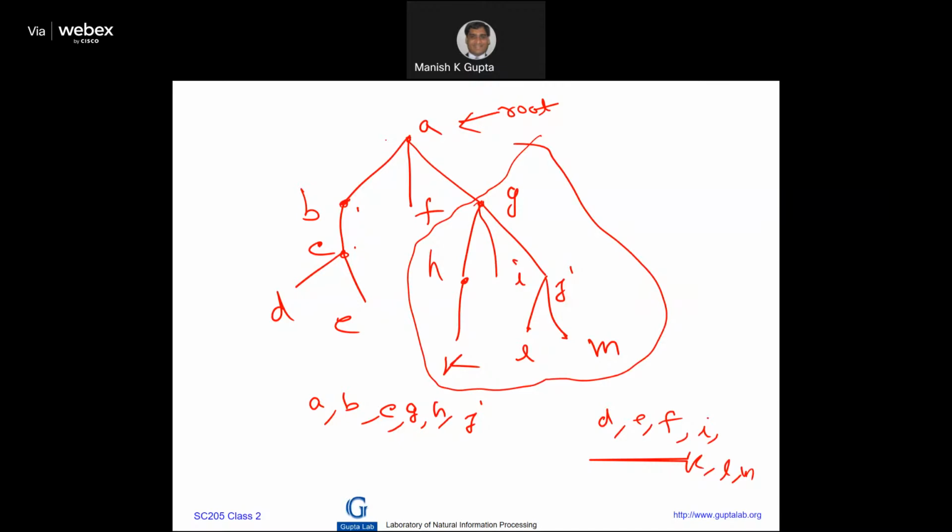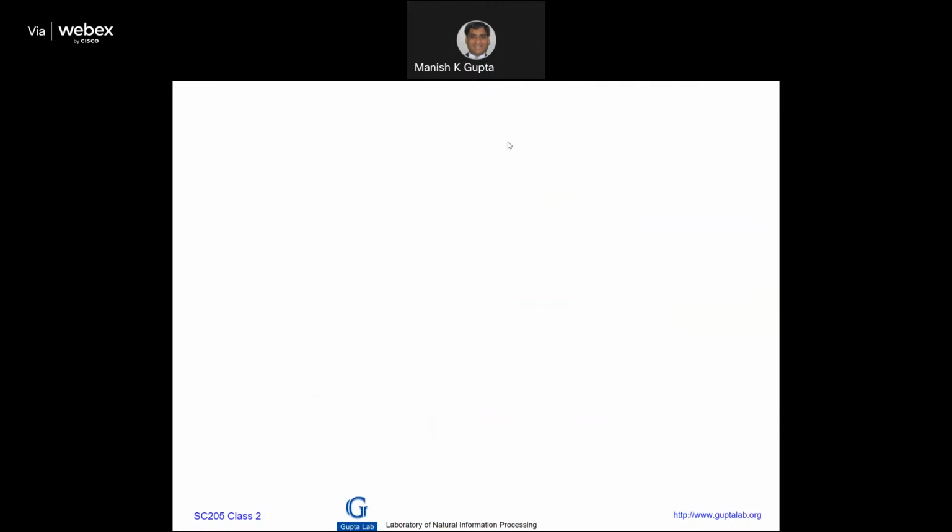Now I am going to do one result. I think that is important. Or probably you know already. Theorem: a tree with n vertices has n minus 1 edges. A tree with n vertices has n minus 1 edges, right? And the proof is by induction.